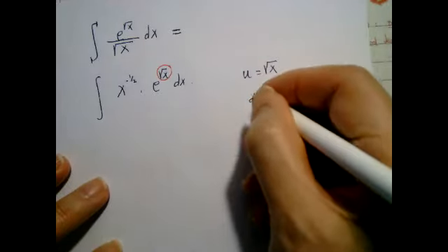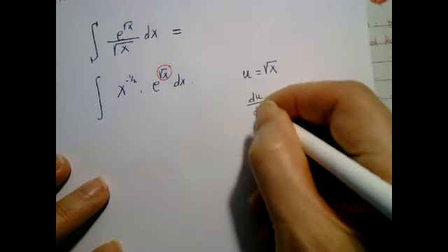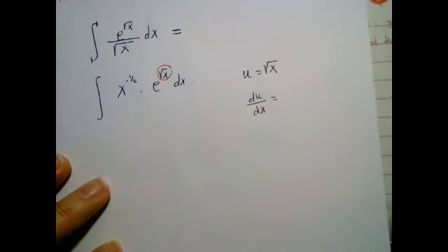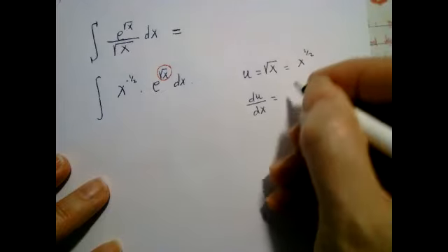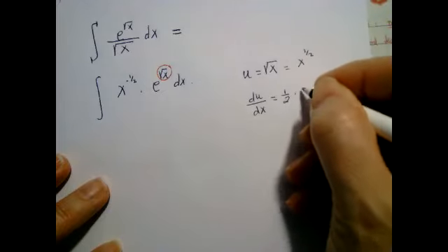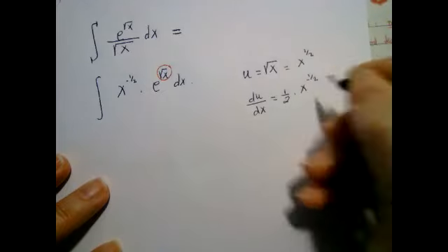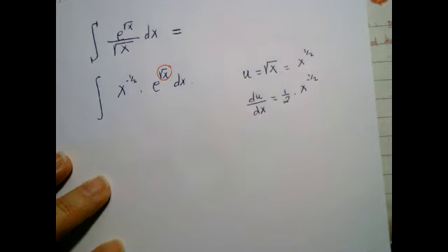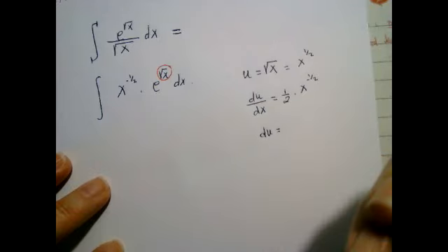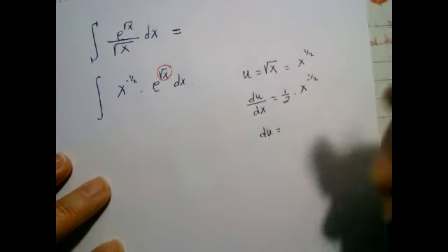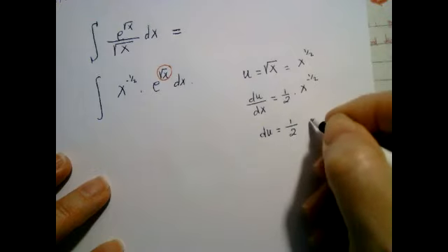Does it work? What's the du? First, I'm going to find du dx. What's the derivative here? Square root of x is x to the half. The derivative is a half x to the minus a half. Am I right? Okay. Now I multiply verbatim by dx. Remember, think of dx as a quantity, as a little bit of x, otherwise you'll be very confused.